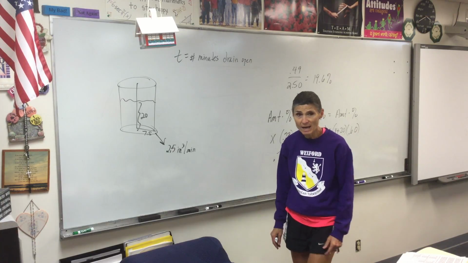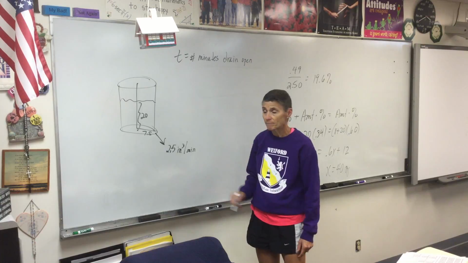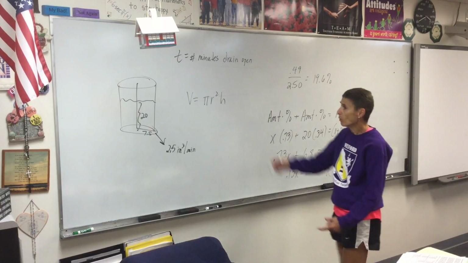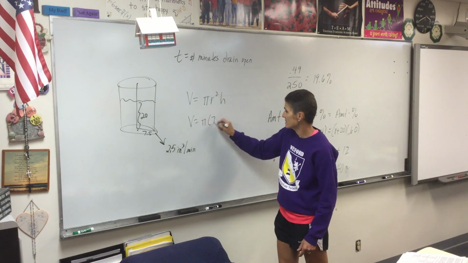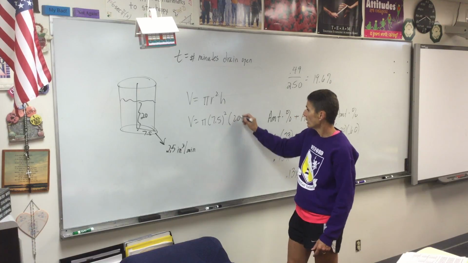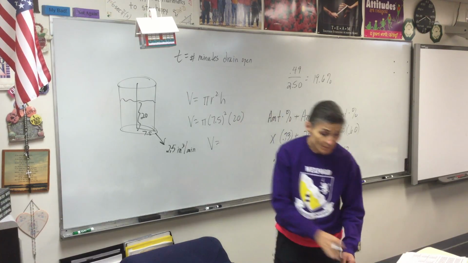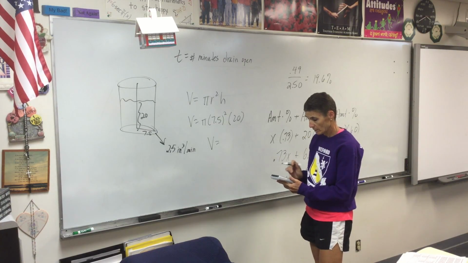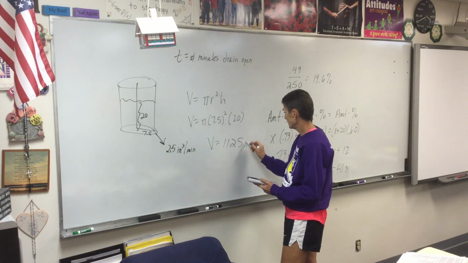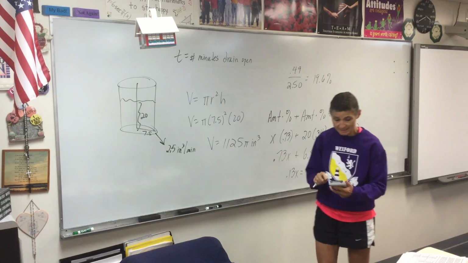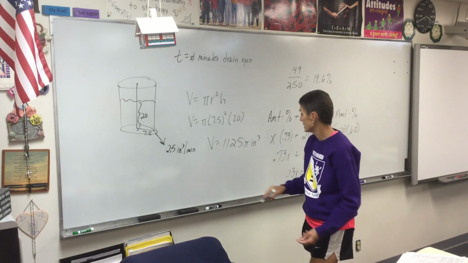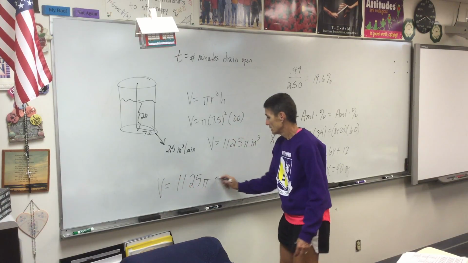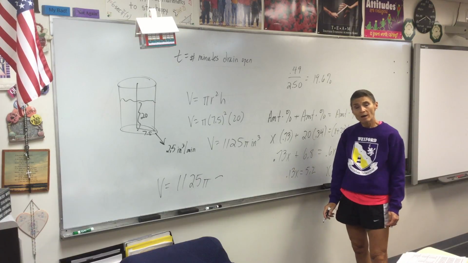So how much water is in the tank right now, at the beginning, before I open the drain? Well, volume is pi r squared h for a cylinder, and I know everything. I know the radius is 7.5 and the height is 20. So the water that's in the tank right now is 1125 pi cubic inches. That's how much water is in the tank when the problem begins. So you're going to take 1125 pi and you're going to subtract the water that's coming out.